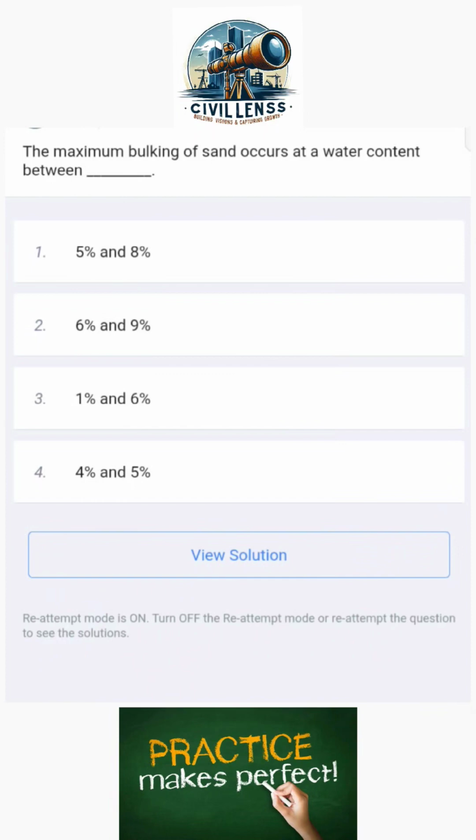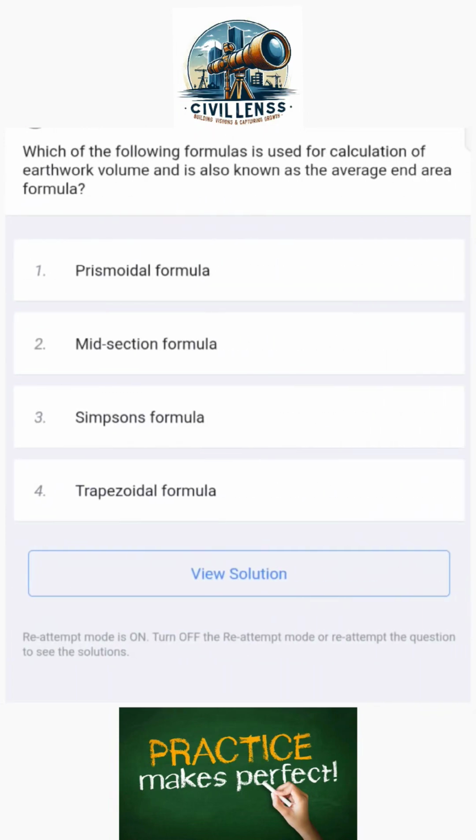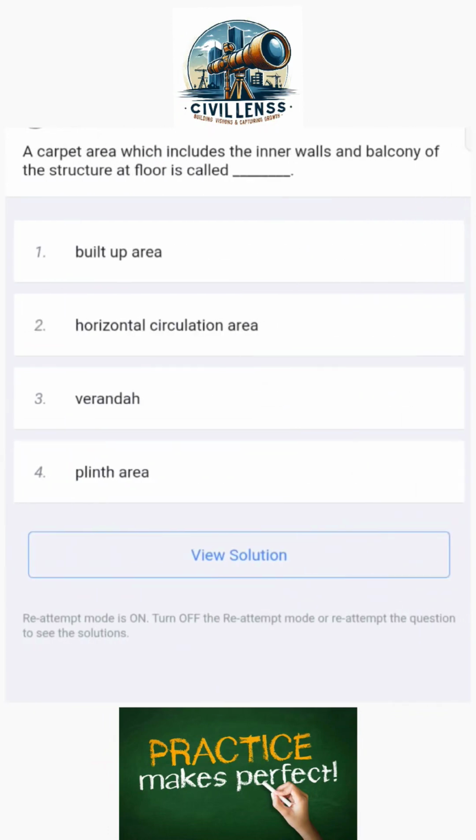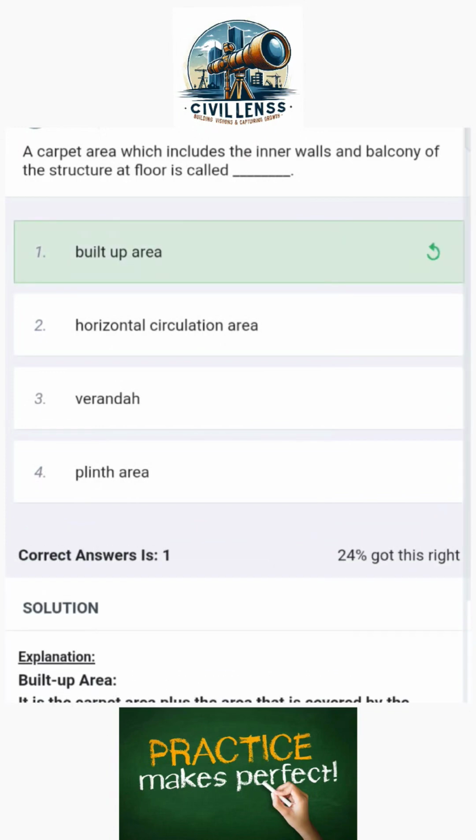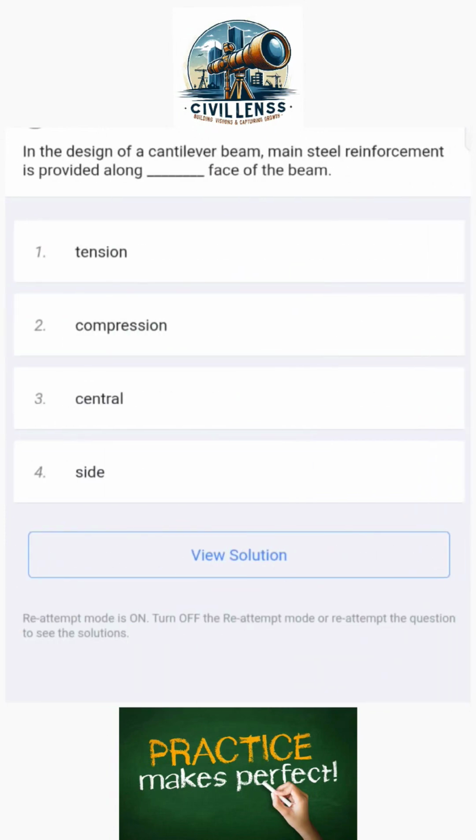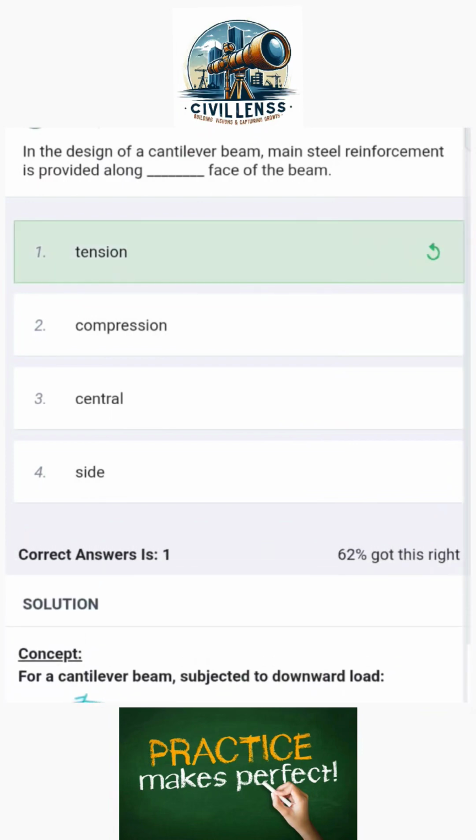Maximum bulking of sand occurs at a water content between 4 and 5 percent. Which formula is used for calculation of earthwork volume and is also known as the average end area method? It is the trapezoidal formula. And carpet area, which includes the inner walls and balcony of the structure at floor level, is called built up area. In the design of a cantilever beam, main steel reinforcement is provided along the dash face of the beam. It is along the tension face.